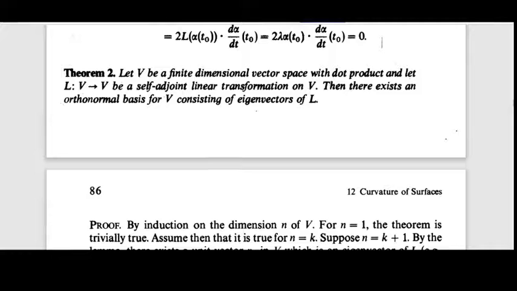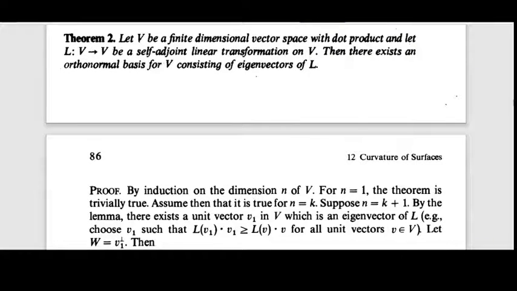Now theorem number 2. Let V be a finite dimensional vector space with dot product, and let L from V to V be a self-adjoint linear transformation on V. Then there exists an orthonormal basis for V consisting of eigenvectors of L. Okay, then we want to show that there exists an orthonormal basis for V consisting of eigenvectors of L.